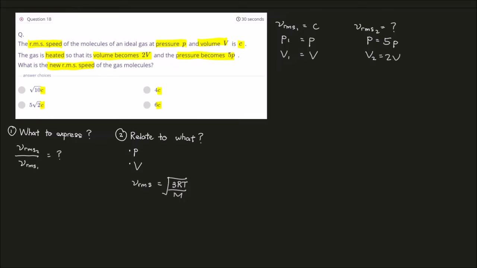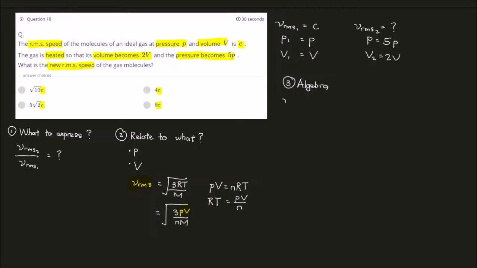P, V and T are related by PV equals nRT. So if you express RT in terms of PV over n, then your next step will be VRMS equals the square root of 3PV over nM. This equation relates the thing you want to express to the thing you are given information about. Now we are going to do a bit of algebra with this equation. So let's move on to the algebra.